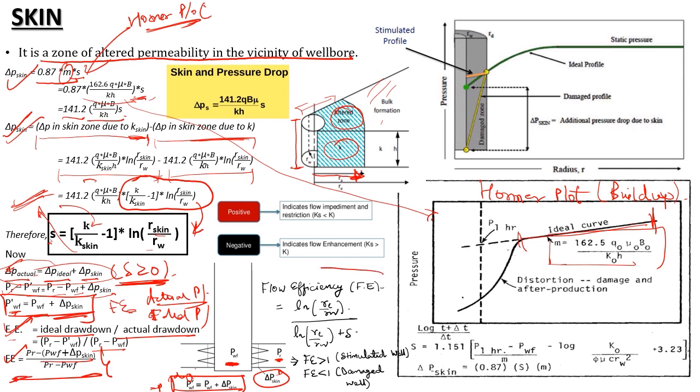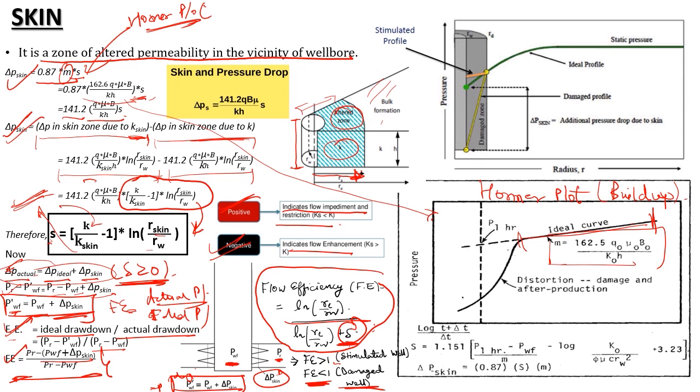Now flow efficiency can also be written as ln(Re by Rw) upon ln(Re by Rw) plus S. So you can see that if I have a positive skin, my flow efficiency would be less than 1. That means a positive skin indicates flow impediment and restriction, which means it is a damaged well. If I have a skin less than 0, or negative skin, it indicates flow enhancement, which I would have got because of well stimulation or hydraulic fracturing.